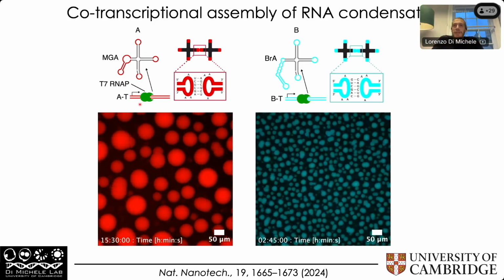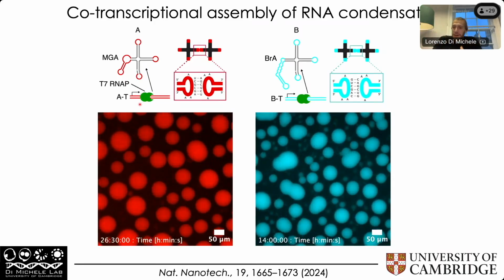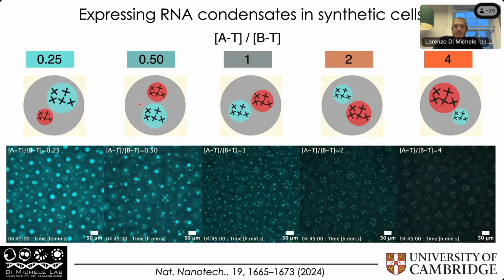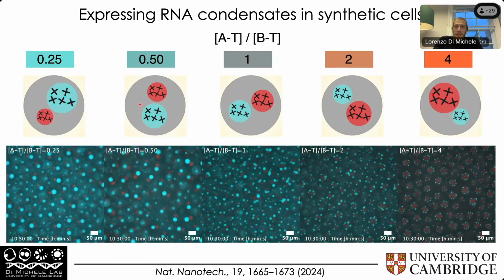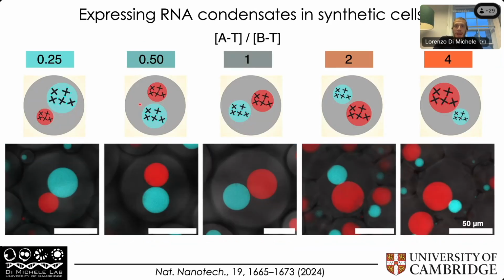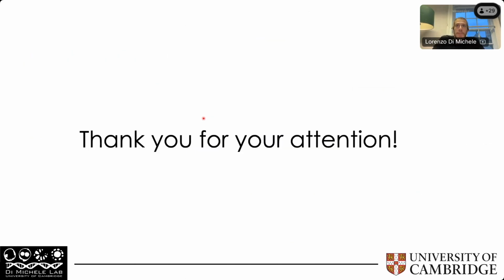You can have another version of this, which is a different color because it's a different fluorescent motif attached to it, and will also form condensates. You can express them within synthetic cells. These are simple water in oil droplets expressing your RNA condensates. You can look at them slightly more detailed, and you can make them within cells. That's a very recent result. You can read about it on bioRxiv. You can express synthetic RNA condensates within live E. coli. And that was it.